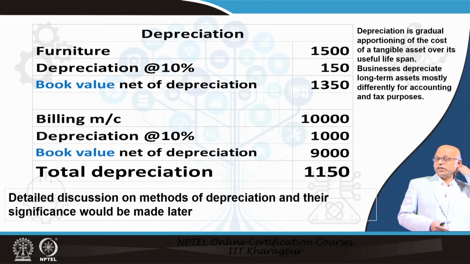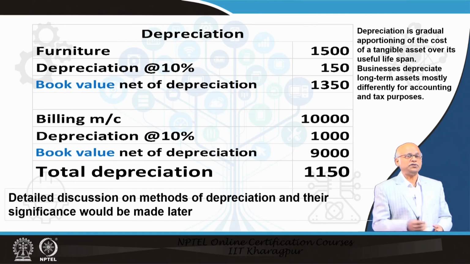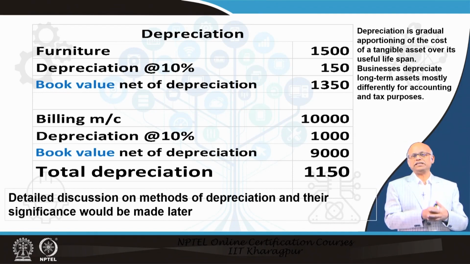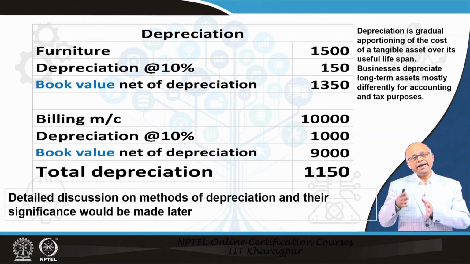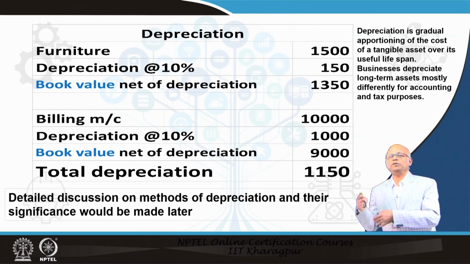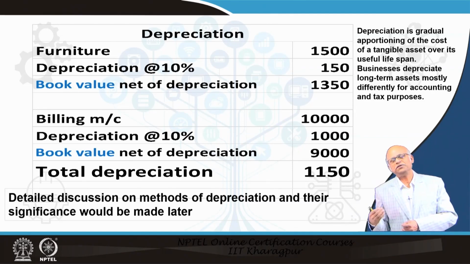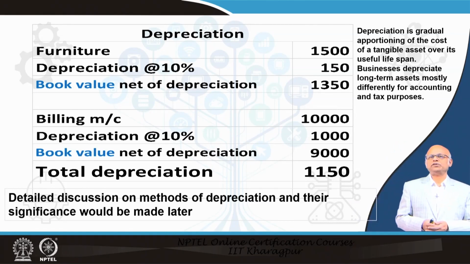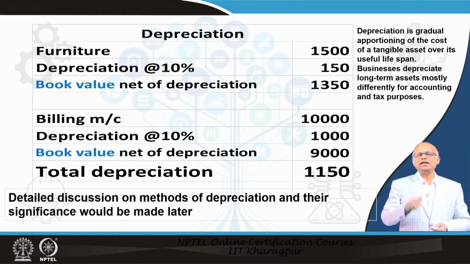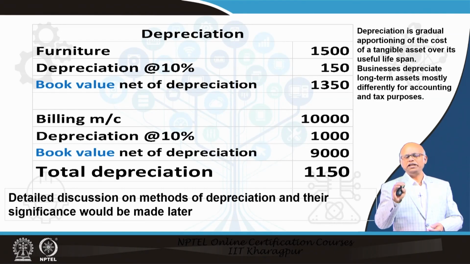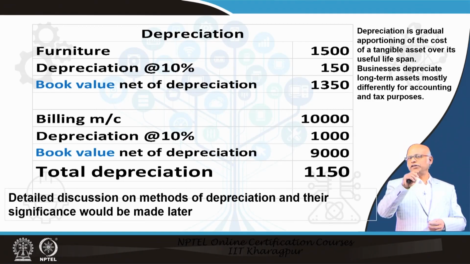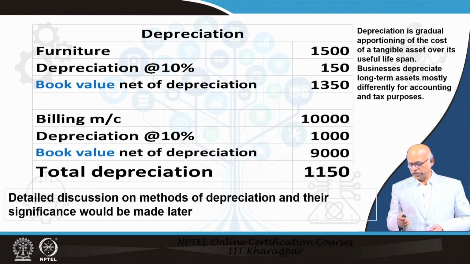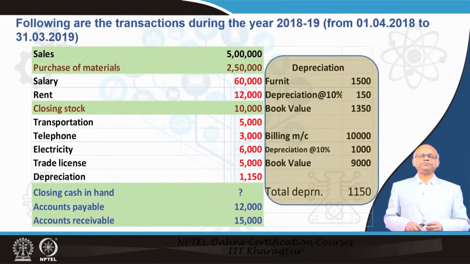So, 10% is 1,000 rupees, 10,000 minus 1,000 is 9,000. So, 9,000 rupees is the book value as on the date of closing of business of this year. That means, as on 31st March 2019, the book value of billing machine is 9,000 rupees. So, depreciation on furniture is 150, depreciation on billing machine is 1,000, total is 1,150 rupees.